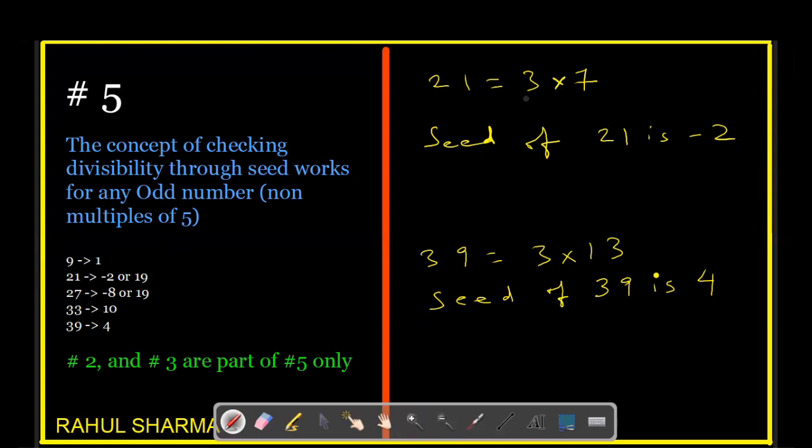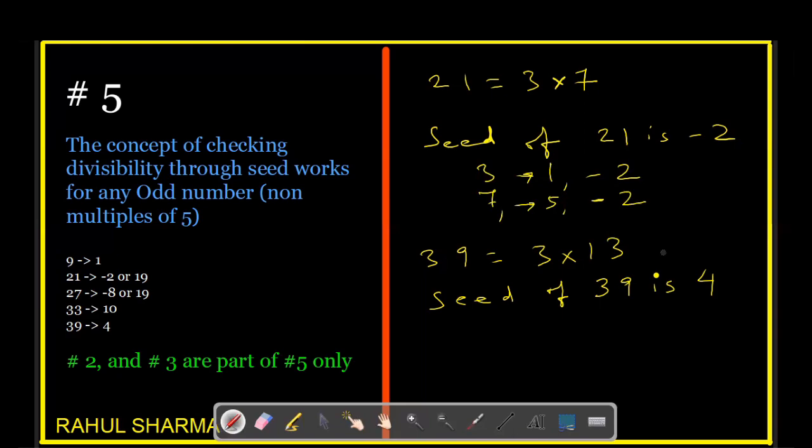Because we know, what is the seed of 3? Seed of 3 is 1. The seed of 3 is also -2, because we said you add or subtract any multiple of the number with the root seed and that becomes your seed. We discussed the seed of 7 is 5. The seed of 7 is also -2. So this thing is matching. The seed of both 3 and 7 is -2. Hence the seed of 21 is also -2. And we see the seed or the root seed of the numbers does not necessarily need to be unique.